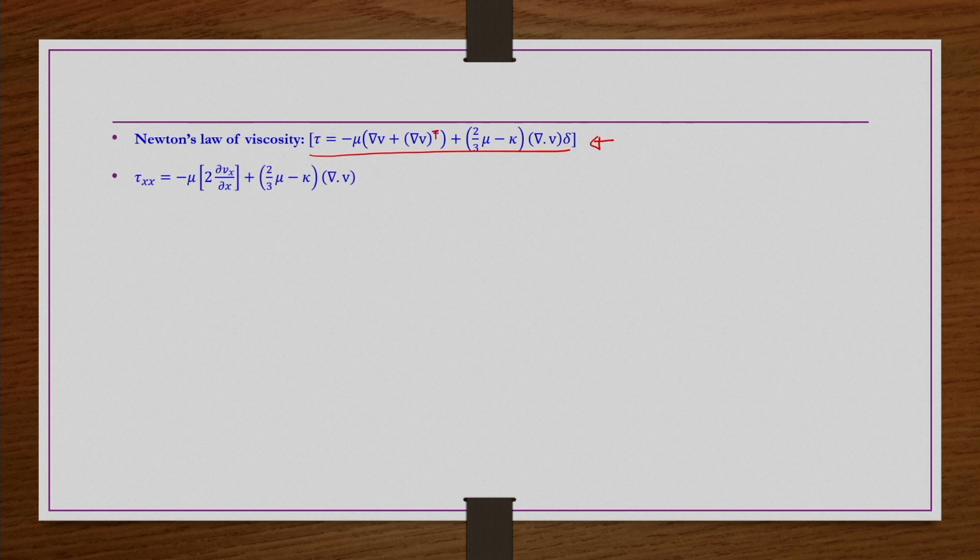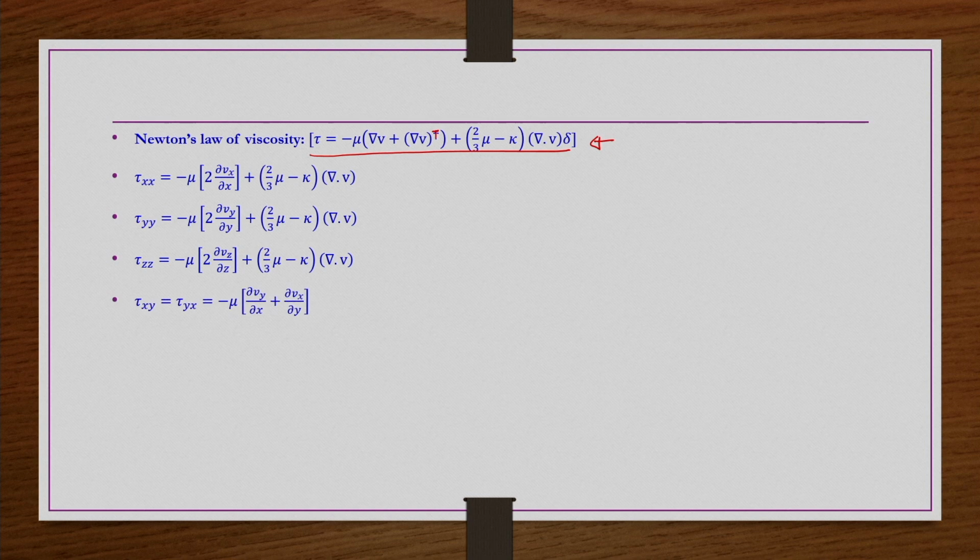So, let us say you have Newton's law of viscosity, then you have the tau expression like this: tau is equal to minus mu times del v plus del v transpose, plus 2 by 3 mu minus kappa times del dot v times the Kronecker delta. If you expand, it is not one equation, it has 9 components together; in generalized form it is written. So, we can write all the 9 components individually also. Tau xx is given by this, tau yy is given by this, tau zz is given by this, and then tau xy is equal to tau yx is equal to this one.